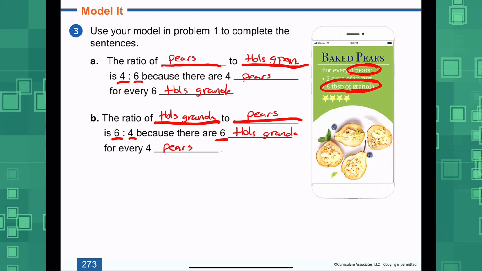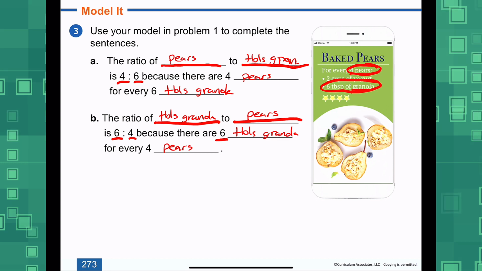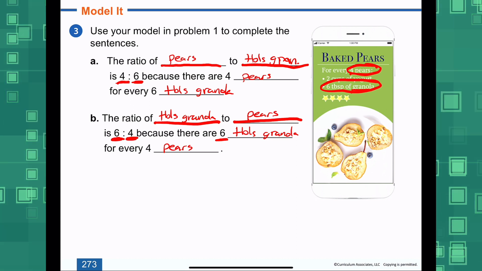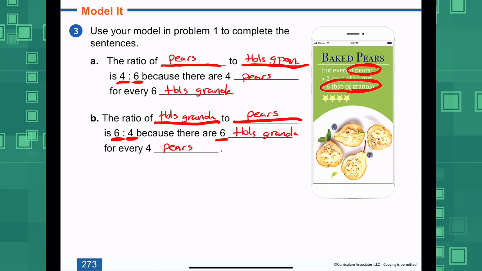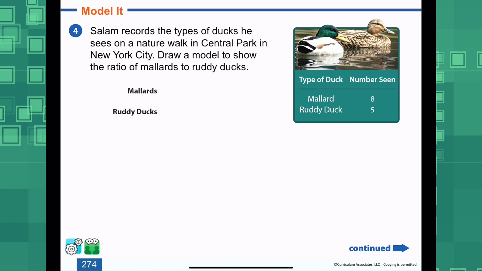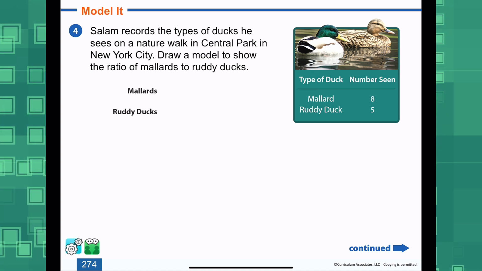So the order in which we do these ratios is actually kind of important, right? But context is also important. A 4 to 6 ratio is not necessarily the same thing as a 6 to 4 ratio, but in this case, they're representing the same things. There's 4 pears for every 6 tablespoons of granola, but there's also 6 tablespoons of granola for every 4 pears. In this case, those ratios are kind of the same. Number 4, go ahead and pause the video and try this one out on your own.